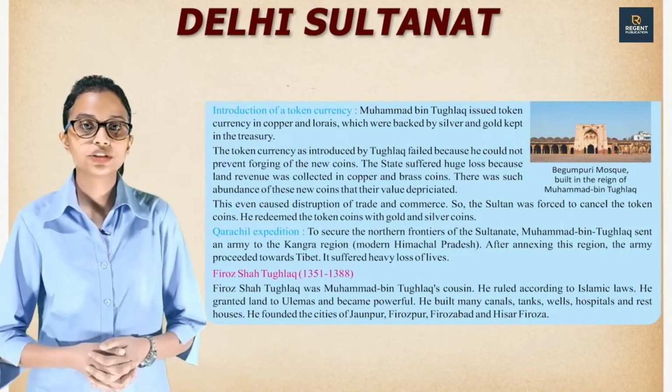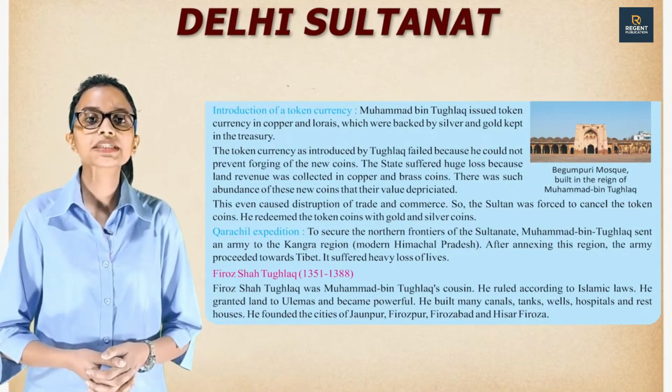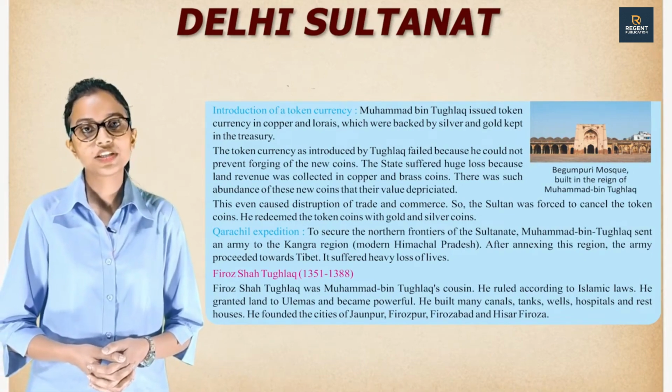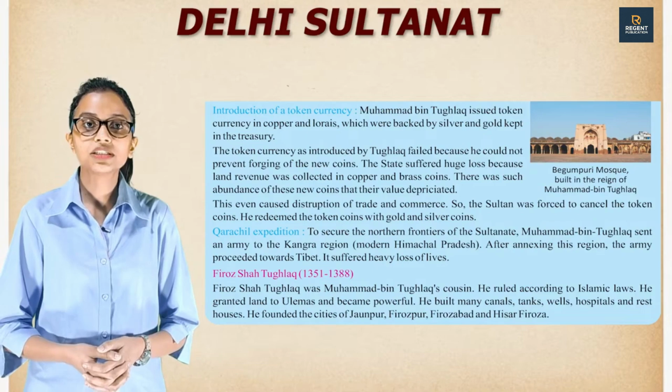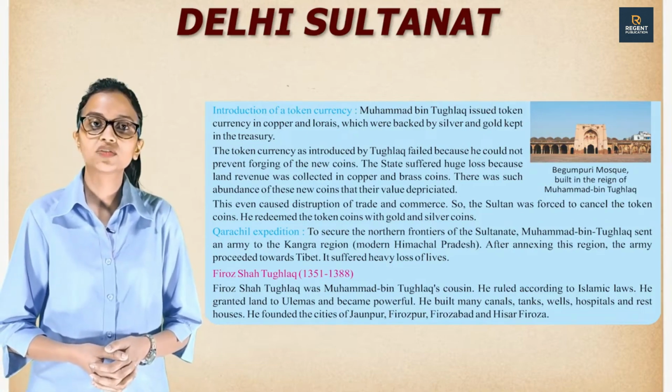Karachil expedition. To secure the northern frontiers of the Sultanate, Muhammad bin Tughlaq sent an army to the Kangra region, modern Himachal Pradesh. After annexing this region, the army proceeded towards Tibet. It suffered heavy loss of lives.